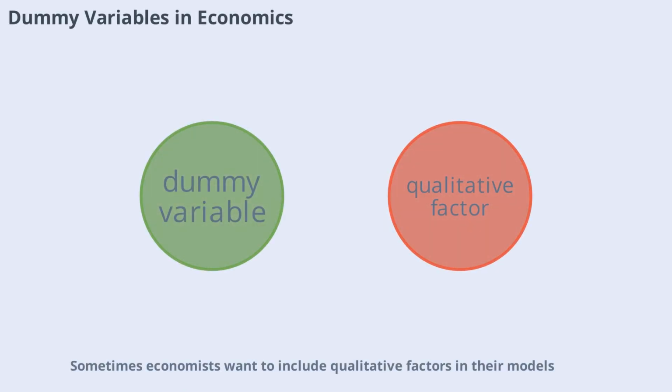Sometimes, economists want to include qualitative factors in their models, like gender or region. These are represented using dummy variables, variables that take the value 0 or 1. For example, a dummy variable for urban areas might be 1 for city residents and 0 for others. Including dummy variables allows linear models to account for differences between groups and improve the accuracy of prediction.